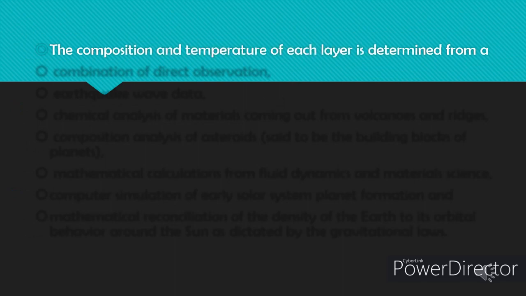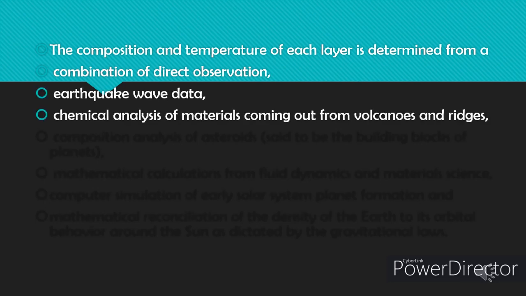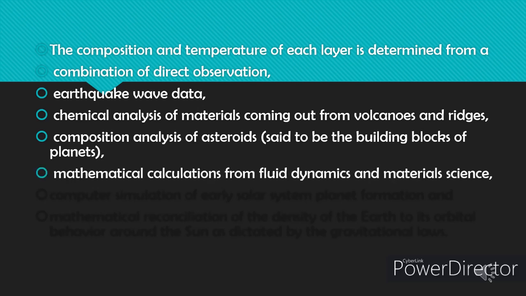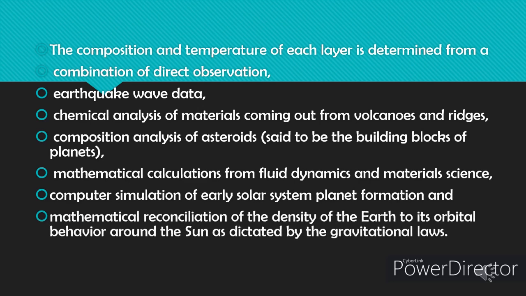determined from the combination of direct observation, earthquake wave data, chemical analysis of material coming out from volcanoes and ridges, composition analysis of asteroids said to be the building blocks of planets, mathematical calculation from fluid dynamics and material science, computer simulation of the early solar system and planet formation, and mathematical reconciliation of the density of the Earth to its orbital behavior around the Sun as dictated by the gravitational laws.